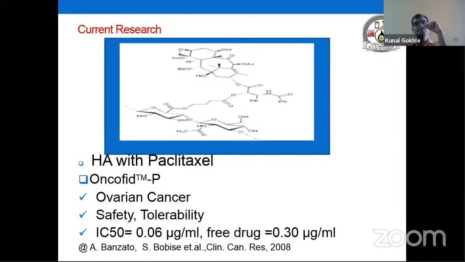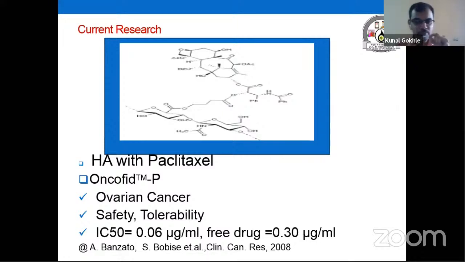Now next, I would like to focus on the current research that is going on in the polymer field. These are some of the case studies that are available in the literature. It will give you an idea about how you can use a polymer for various purposes to solve the problems associated with the drug.